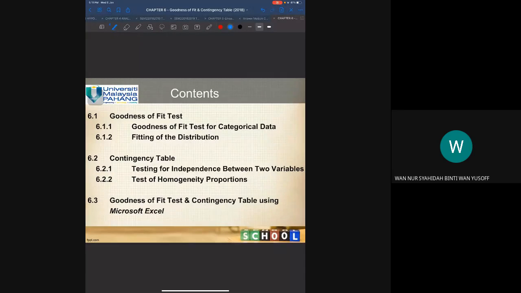But we do not stress the goodness of fit and contingency table using Microsoft Excel. Still, we have it in the notes, so you can go through the notes for 6.3. We stress more on 6.1 and also 6.2.